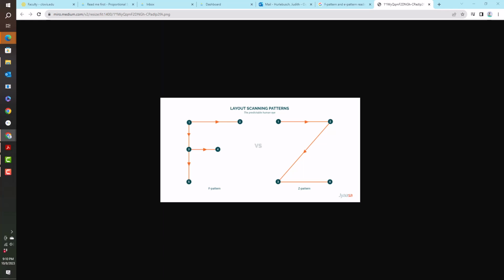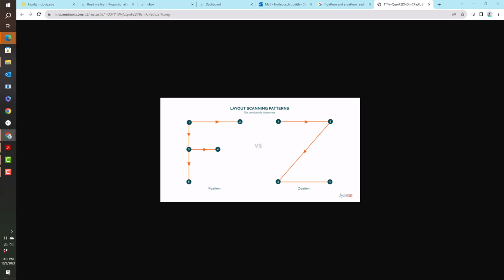F patterns apply to traditional pages, which tend to be more text-heavy, and these include things like blog posts and articles. In the F pattern, a reader will scan down the left-hand side of the page, searching for key information, and once something of interest has been identified, the reader will typically stop and begin reading from left to right in order to acquire more information.